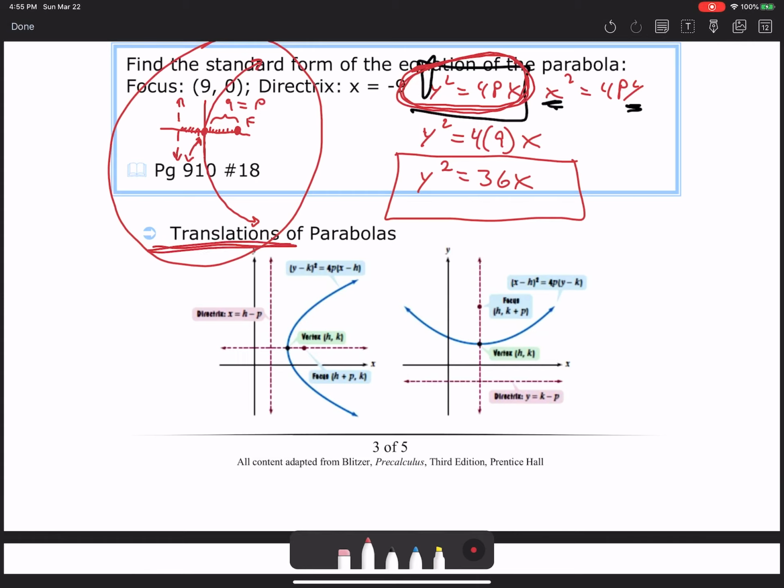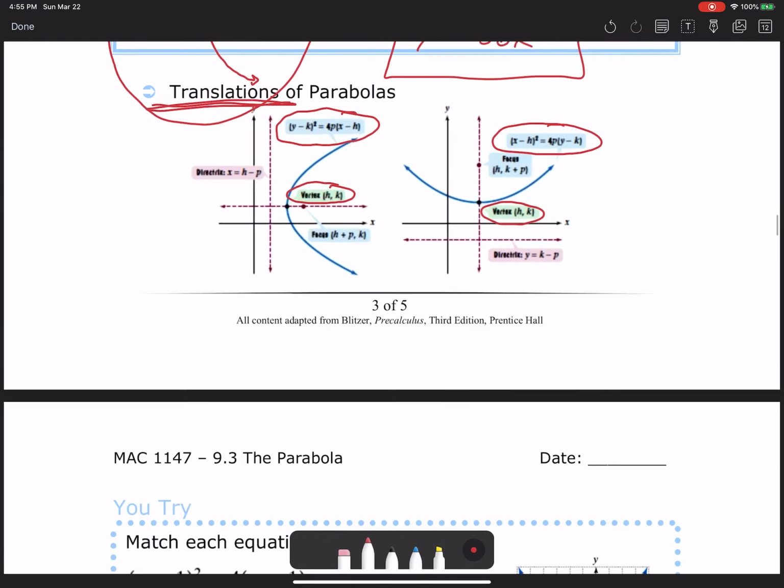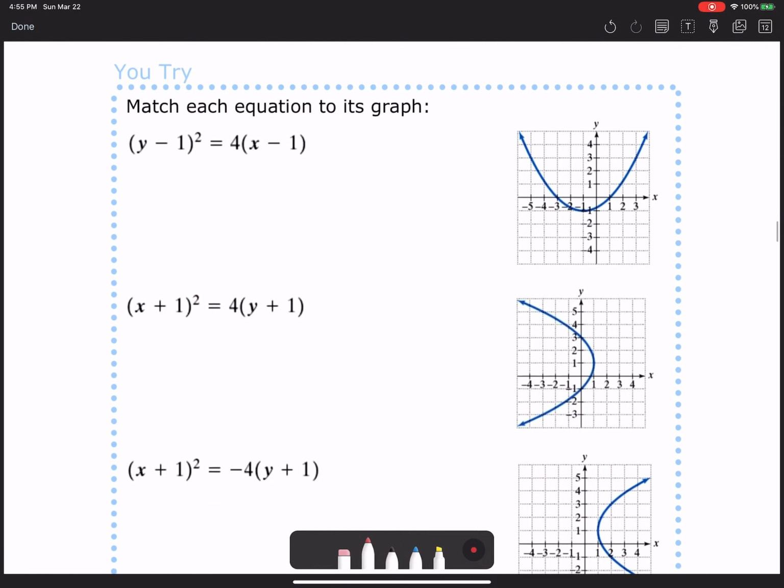Translations of parabolas. So now we're shifting this thing around. We're changing the location of the vertex. You'll notice these two diagrams are depicting the vertex as located at (h, k), and that's based on this format for the equation. So very similar to what we were seeing previously, but modified by now having a k value and an h value. So we're going to have to be careful which one's which, depending on whether it's associated with x or y.